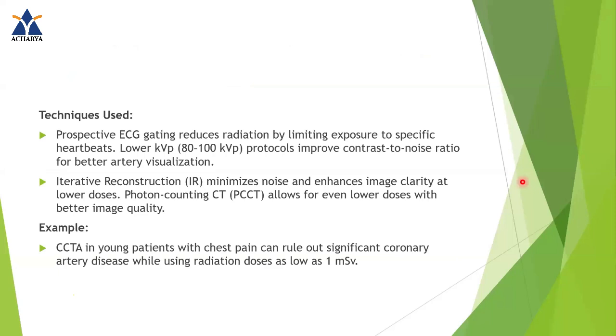Whereas retrospective is a block scanning, and the scanning is continuous throughout the entire ECG cycle. So lower KVP is used, 80 to 100 KVP can be used, because coronary angio is always performed after injecting the contrast. So lower KVP techniques also can be used.